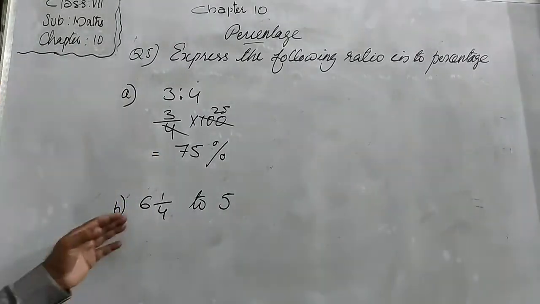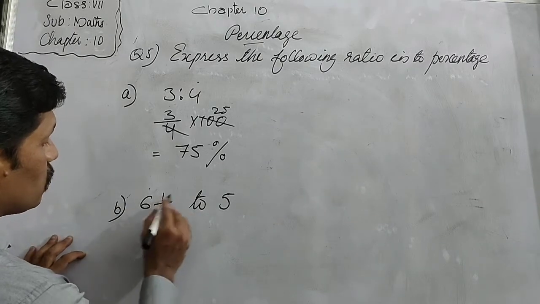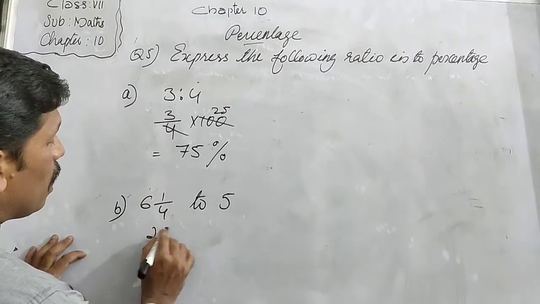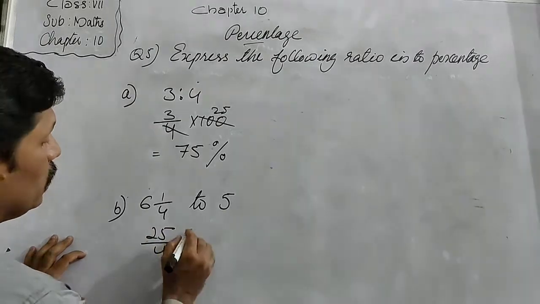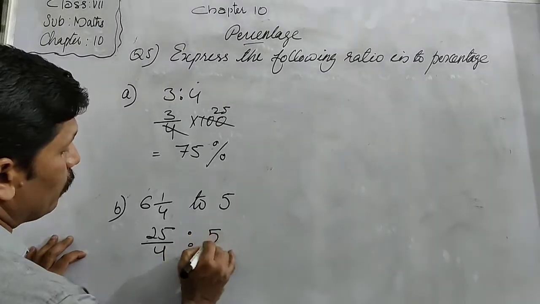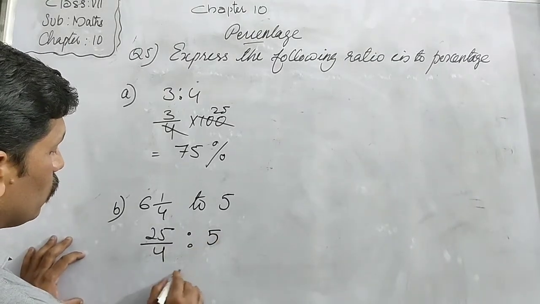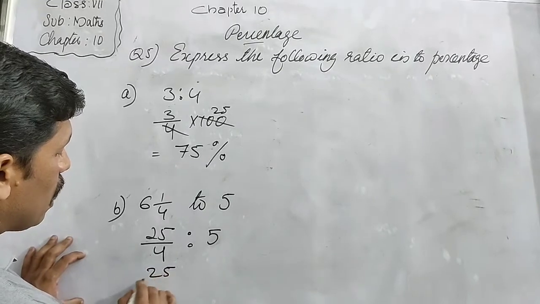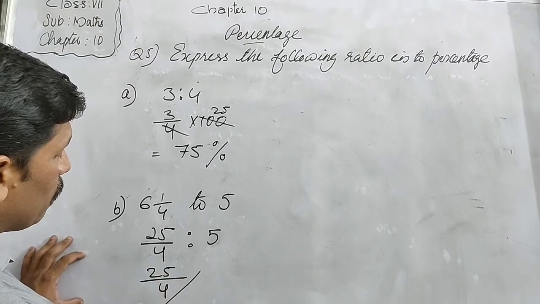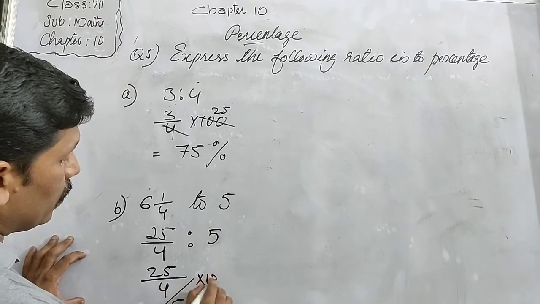3:4 is equal to 75%. And next question, 6 1 upon 4 to 5. That we can write: 6 4s are 24 plus 1, 25 upon 4. The ratio is 25 upon 4 to 5. And here this ratio we write in the form of a fraction, so we can write 25 upon 4 divided by 5, and then we have to multiply by 100.